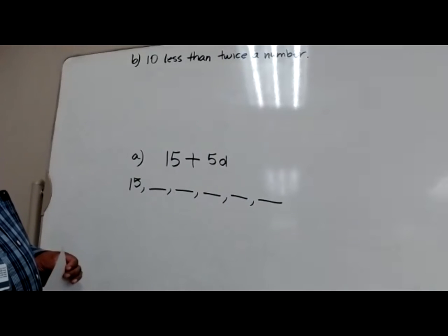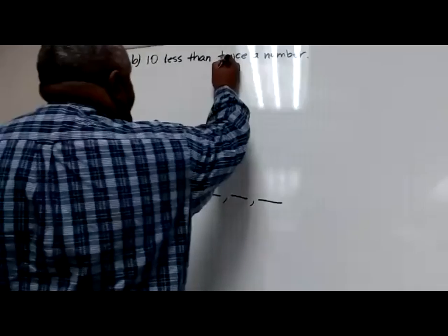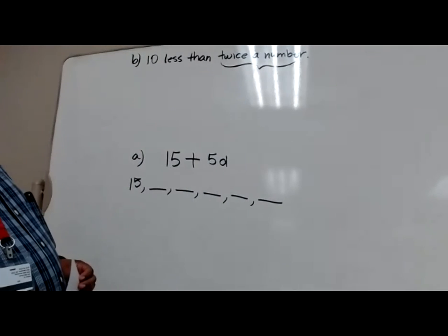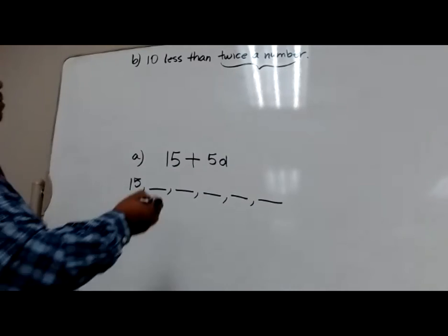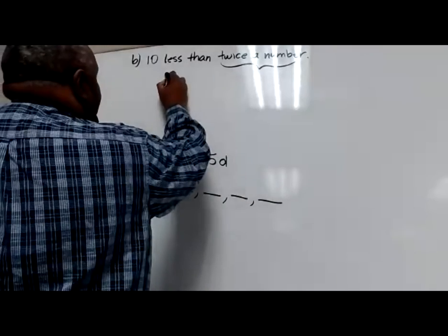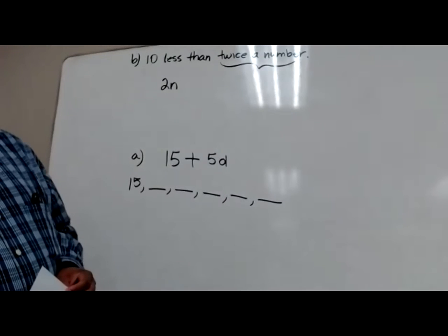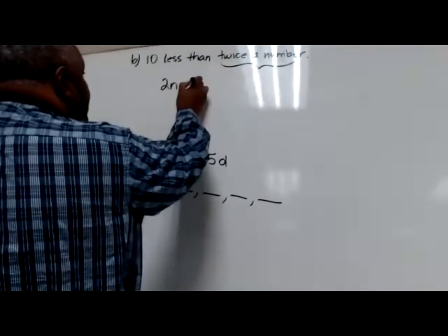It says 10 less than twice a number, which means we need to translate twice a number first. So twice a number would be something like 2n. And the phrase less than means to subtract.